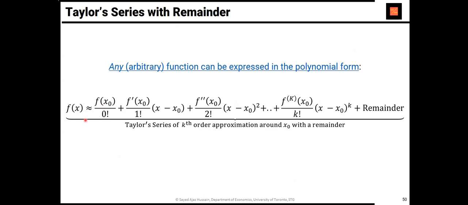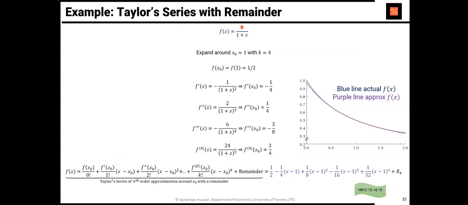Incidentally, the real Taylor series was supposed to expand all the way to infinity. So what people do in practice is they keep going to a certain order k, and then of course leave a remainder. For example, here's a true function, 1 over 1 plus x, plotted in blue over here. I'm going to expand around x0 equal to 1 till the fourth order to see how good that expansion is. Here's the f function evaluated at 1, here's the first derivative evaluated at 1, etc. And now I form the Taylor series using these expressions.